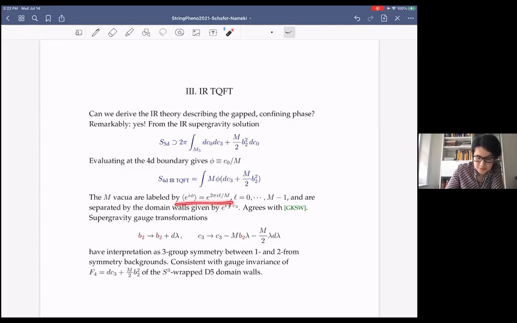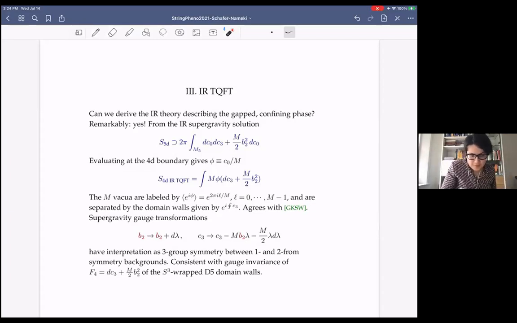So phi is just given in terms of the labels L from 0 to N minus 1. And then each of these vacua are separated by domain walls, which in the string theory come from the wrapped D5 branes, and here are basically sourced by e^{i∫C3}. And that agrees with, as I said, a prediction just from field theory, where this was argued by pure 't Hooft anomaly matching. Here, the supergravity supplies this theory from the get-go.